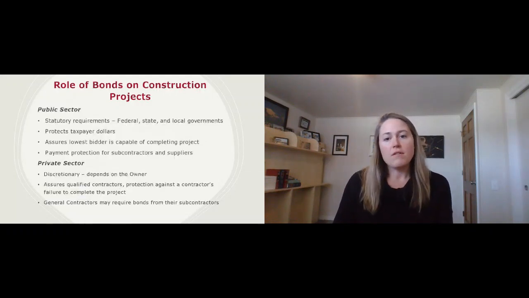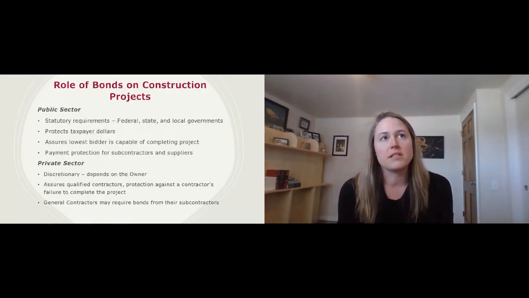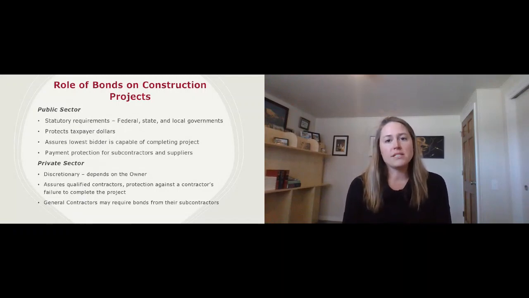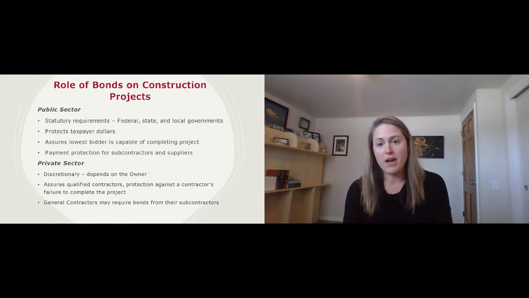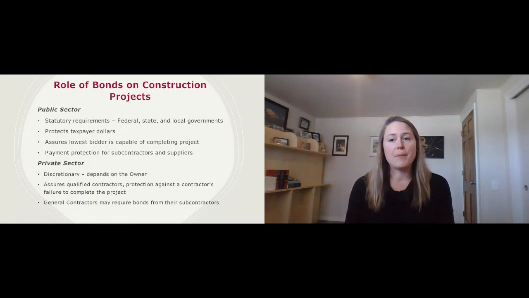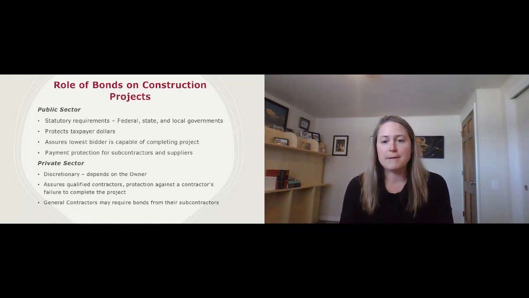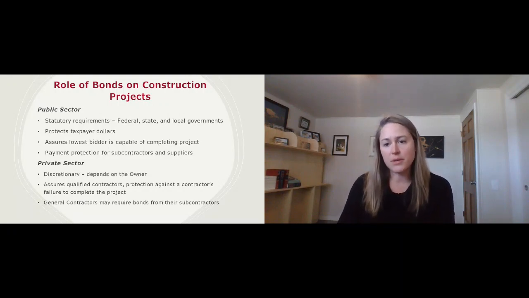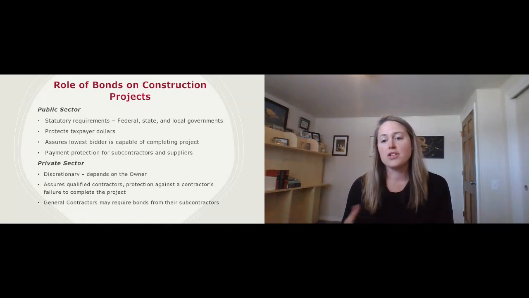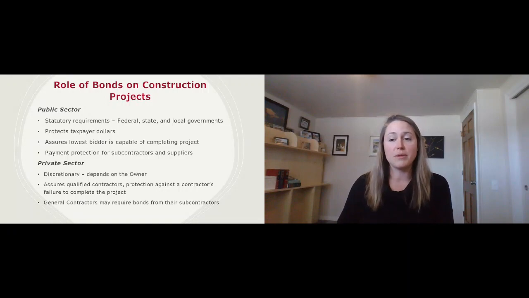Okay, so first, let's talk about bonds and the role of bonds on construction projects. You're going to see bonds mostly in public sector projects. But just in general, a surety bond is there to ensure project completion within the terms of the contract, and it's there to guard against if a contractor, for example, experiences a cash flow problem, the surety may assist that contractor, or if the contractor abandons the job, the surety may replace the contractor so that the job can be completed.